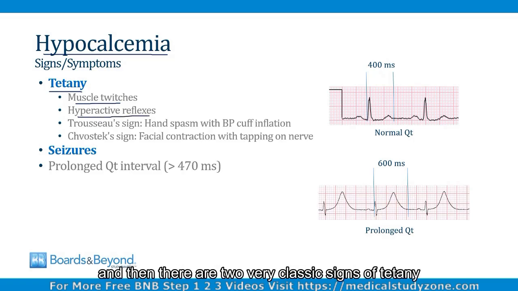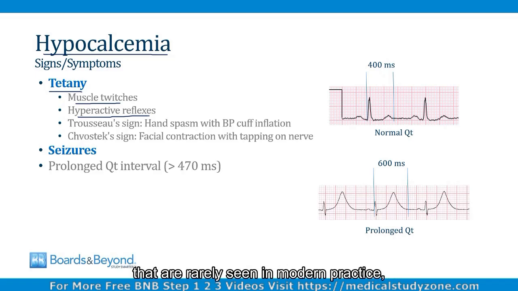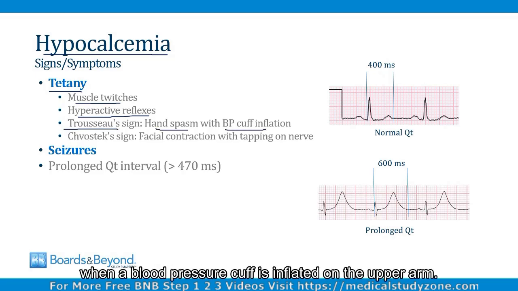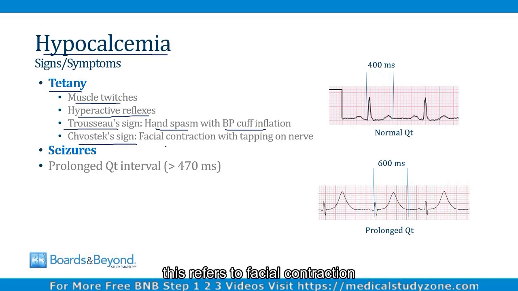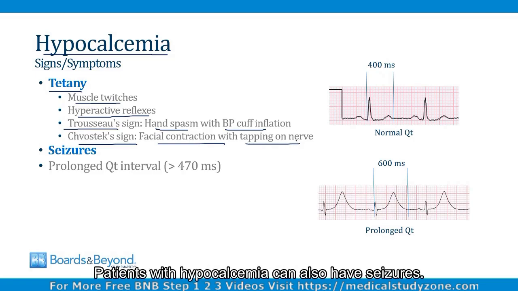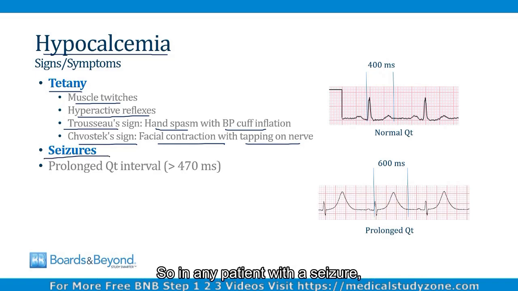And then there are two very classic signs of tetany that are rarely seen in modern practice. One is called Trousseau sign. This refers to the hand spasming when a blood pressure cuff is inflated on the upper arm. Second sign is Chvostek sign. This refers to facial contraction when you tap on the facial nerve. Patients with hypocalcemia can also have seizures, so in any patient with a seizure, we check the serum calcium level.